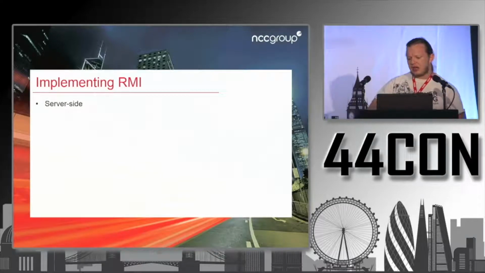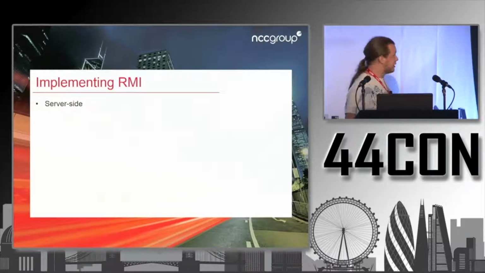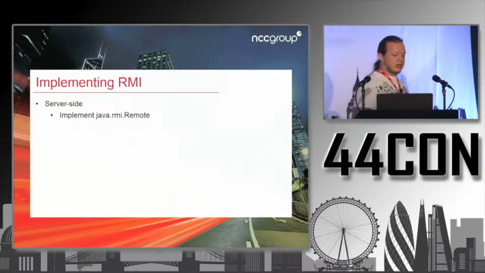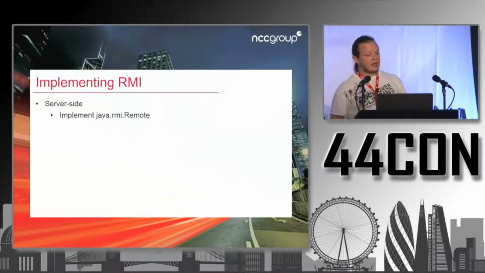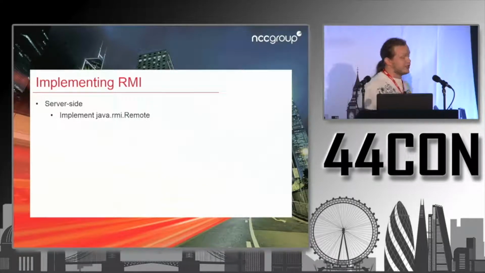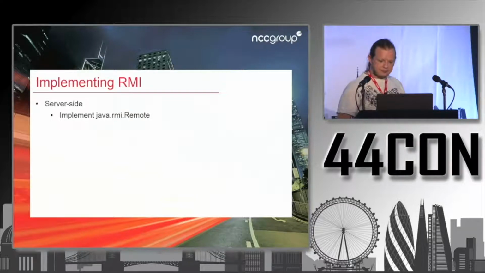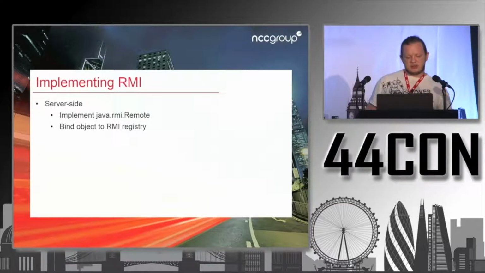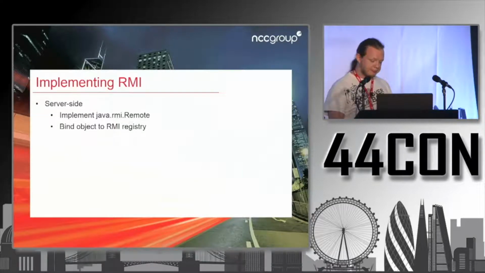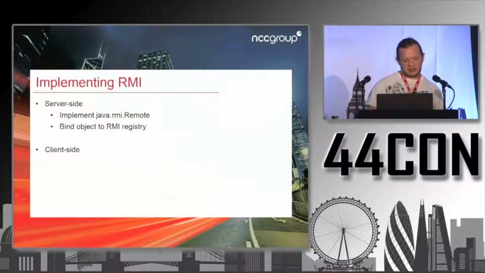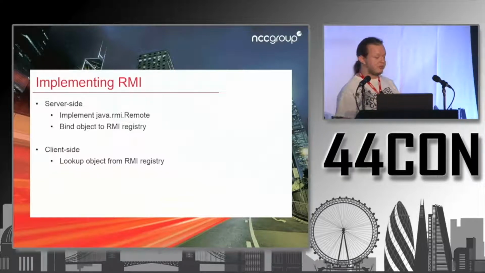Implementing RMI, like I say, it's really easy to do. On the server side, we have a class that we want to expose over RMI, and we just have that class implement the interface java.rmi.remote. We create an object of that class, and we bind it to the registry using the bind method. On the client side, we look up the object from the RMI registry, and we use it as normal.